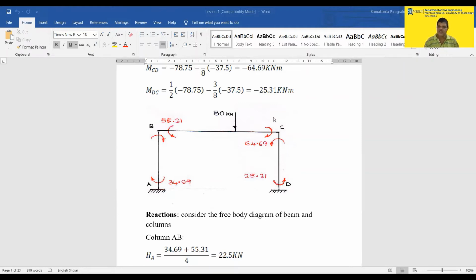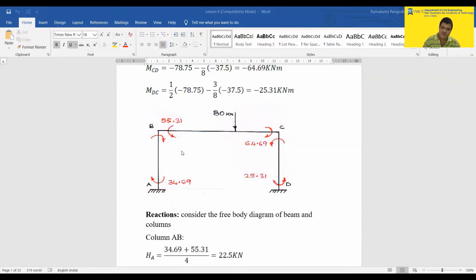So depending on the sign conventions of the moments, as we have discussed, clockwise moments are positive and anti-clockwise are negative. That is for the end moments. Again and again I am repeating, this is for the end moments, and for bending moment we have different sign conventions. From left, clockwise is positive; from right, anti-clockwise is positive. So we have to follow the same thing while drawing the bending moment diagram.